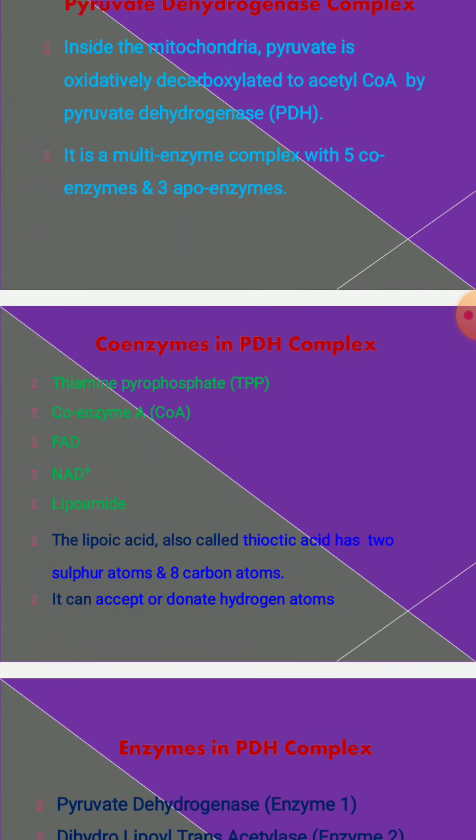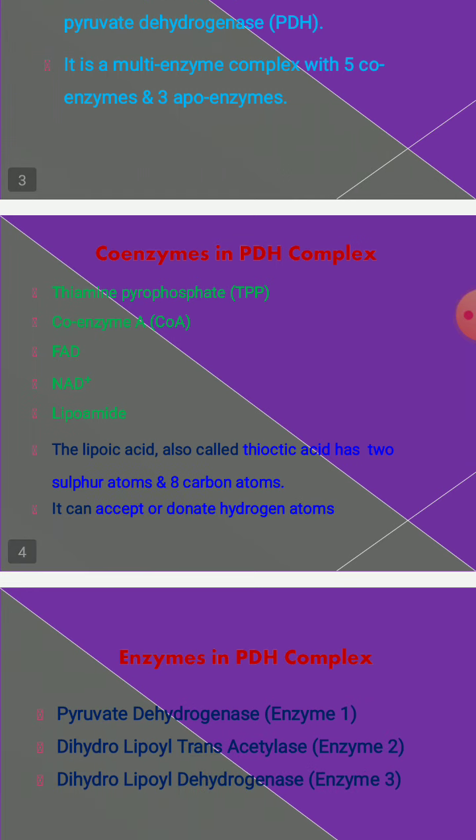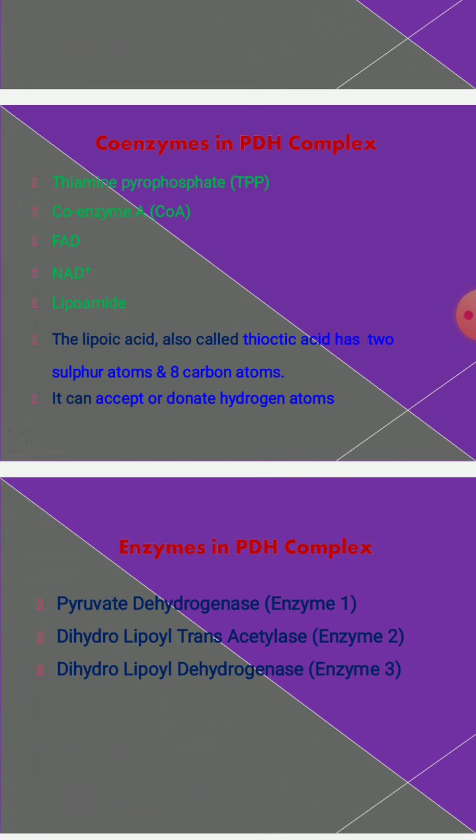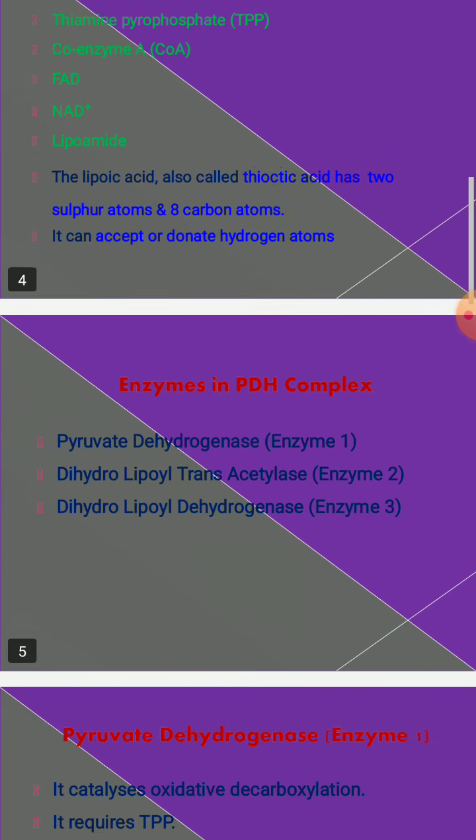And the three apoenzymes which are required here are pyruvate dehydrogenase, which is acting as an apoenzyme, that is called E1, dihydrolipoyl transacetylase, that is called E2, and dihydrolipoyl dehydrogenase, that is called E3. So E1, E2, E3, these are the three apoenzymes in this particular mechanism of the pyruvate dehydrogenase enzyme complex, which require these five cofactors and three apoenzymes.